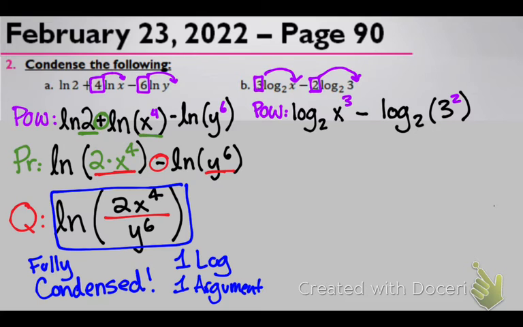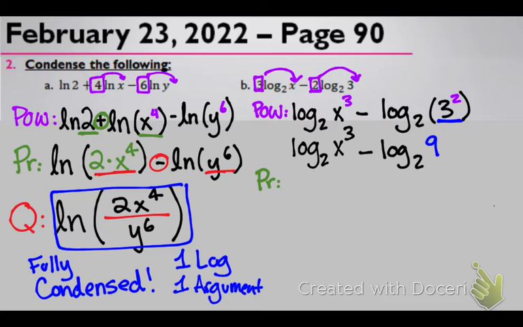Now, can I simplify that second expression just a little bit? Even before I go to product rule, I can rewrite that as log base 2 of x to the 3rd minus log base 2 of 9. Just to make it a little bit easier. Then once I do that, I'll look for my product rule.